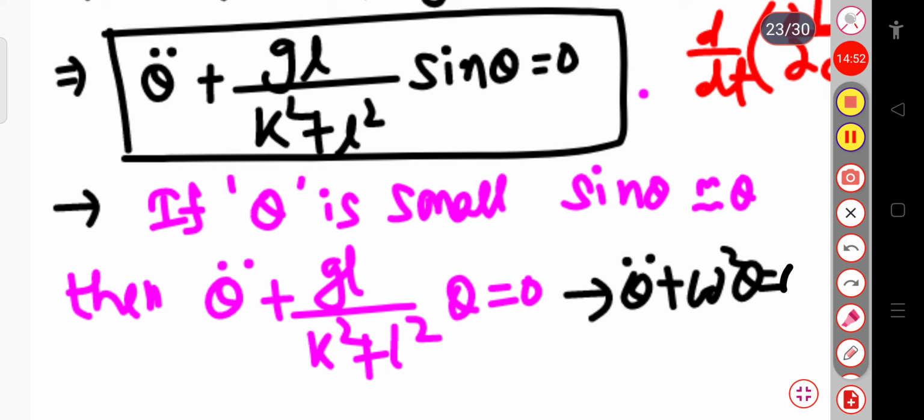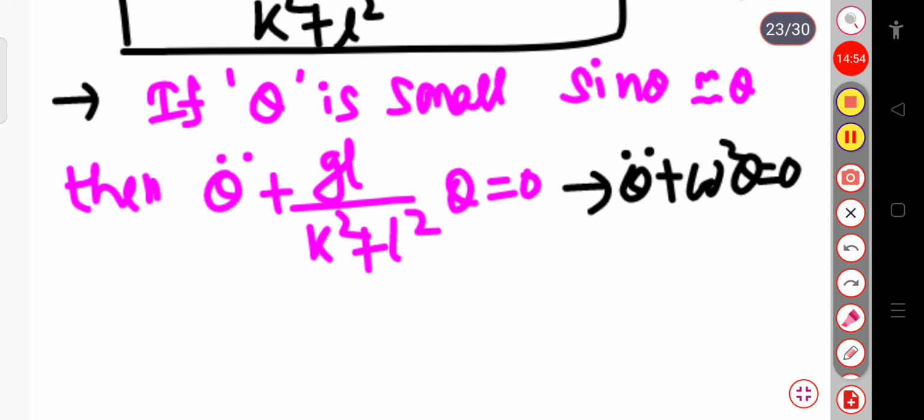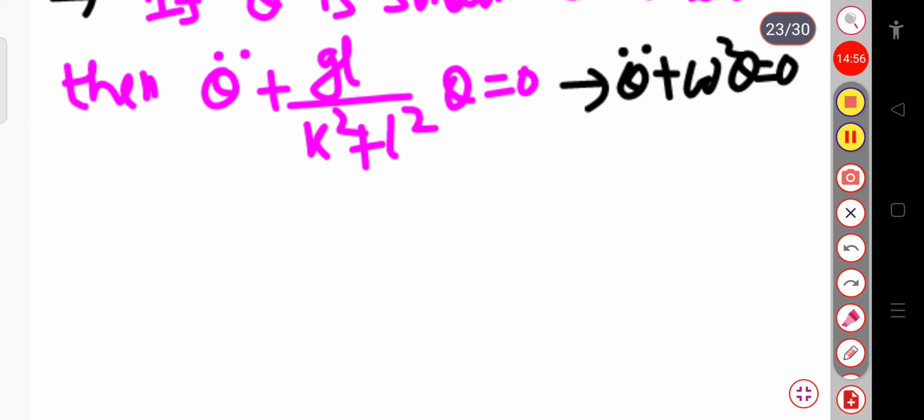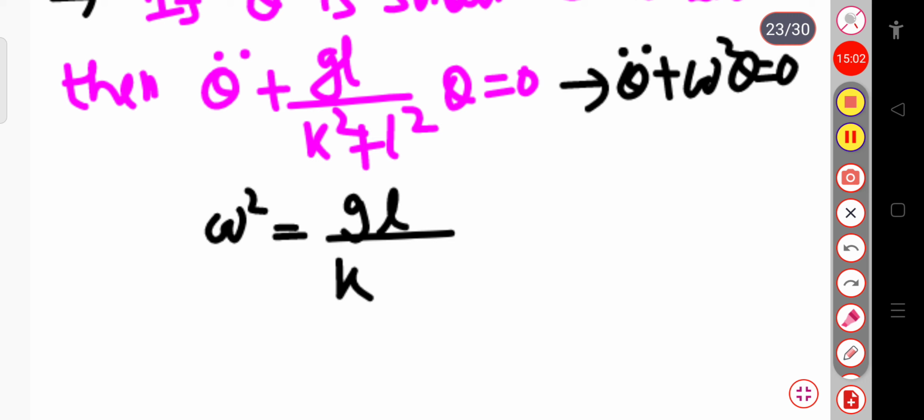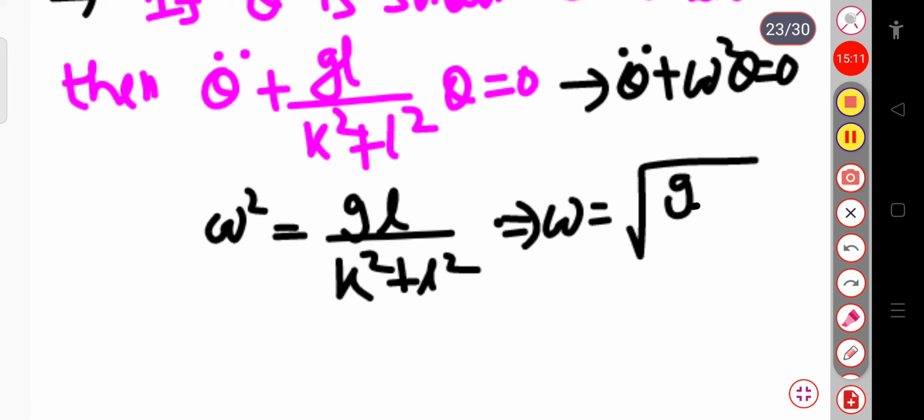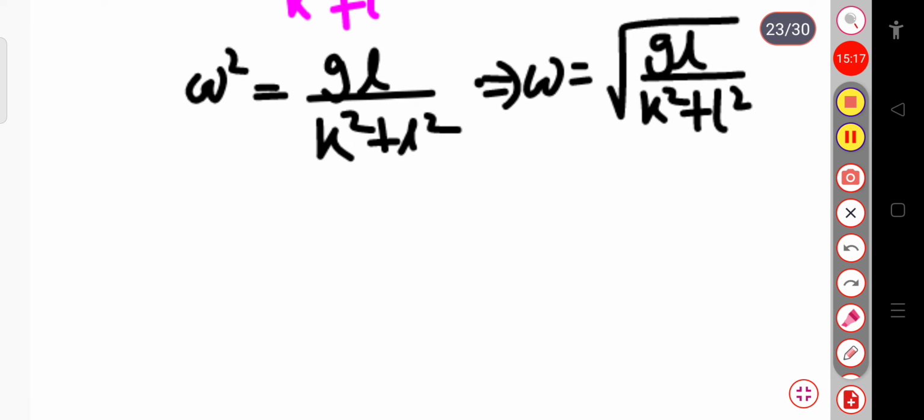Now you can see from this expression the omega square is equal to gL divided by (k square plus L square), or it can be written as omega will be equal to root over of gL divided by (k square plus L square). Now we want to calculate the time period.